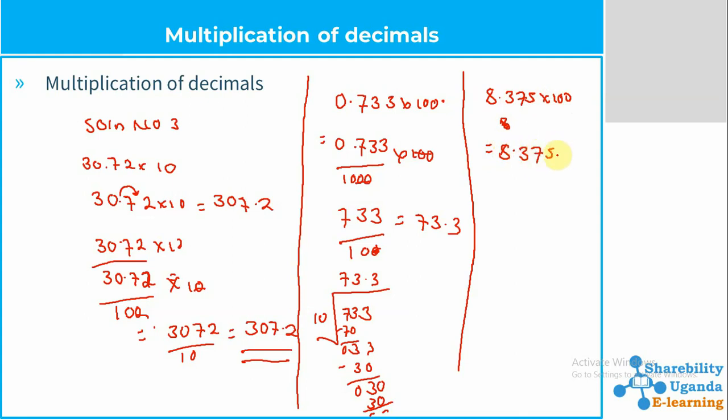Okay, so here we should be able to get 8.375 times 100. We said this moves how many times? We have 1, 2. Going to move one step, second step. So we shall be able to get our answer 837.5. That should be our answer. So this is how we use a couple of methods to ensure that we get the right answers as far as multiplication of decimals.